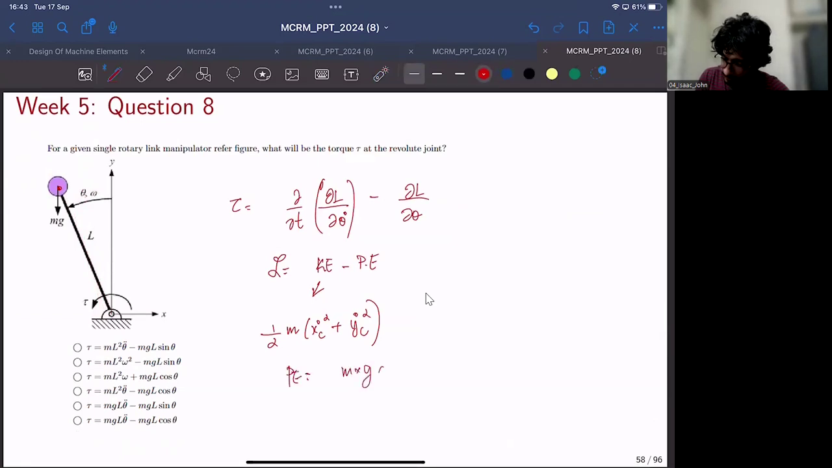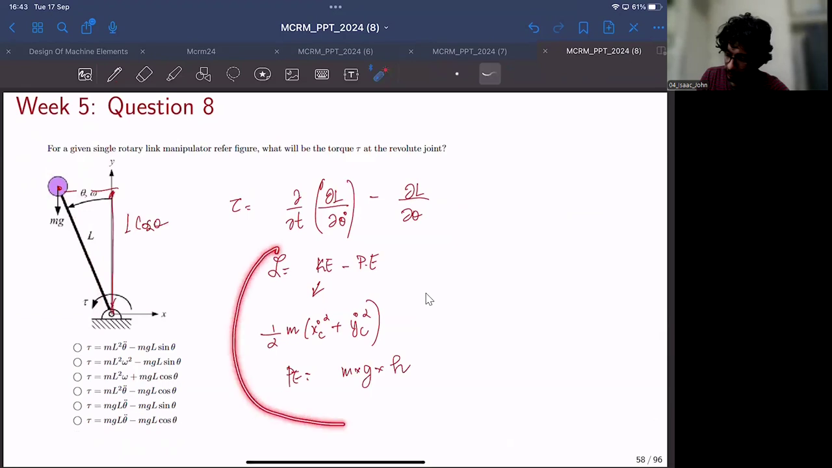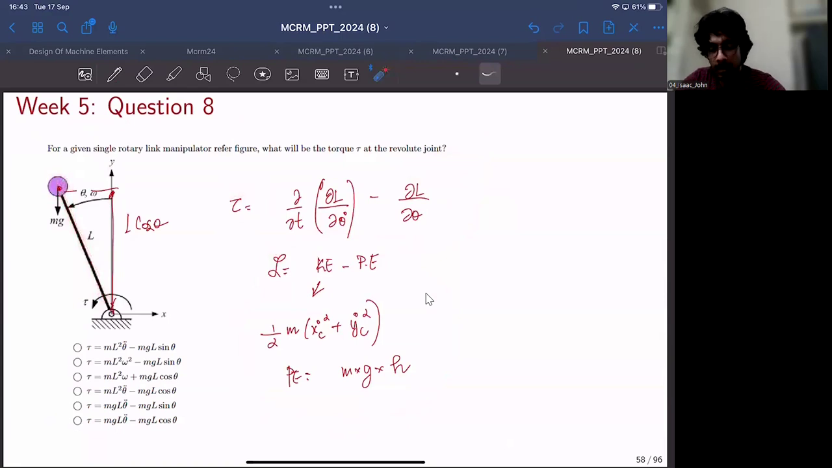And P is m multiplied by g multiplied by h. H is nothing but this height, which is L cos theta. So once you do all these manipulations, find this Lagrangian, and apply it to this equation, you will be able to find out the torque for this single link manipulator.